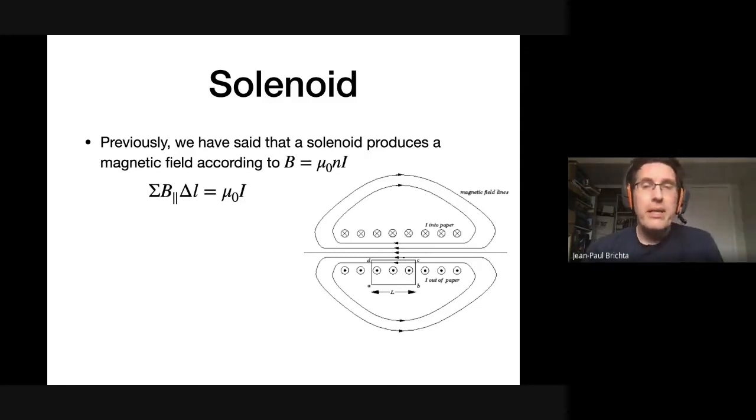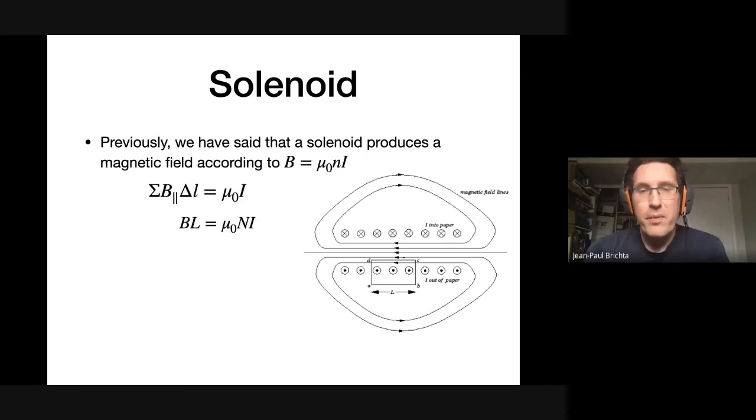So the only length that actually matters in this case is CD, the length that's drawn down the middle of the solenoid. That length has a length of L. So all we're going to do here, in order to apply Ampere's law, is multiply the magnetic field, which is whatever it is, we're probably going to call it B, by the length L. Pretty straightforward.